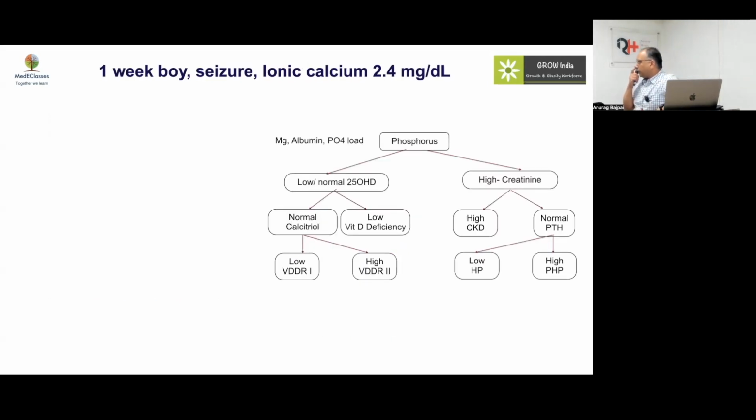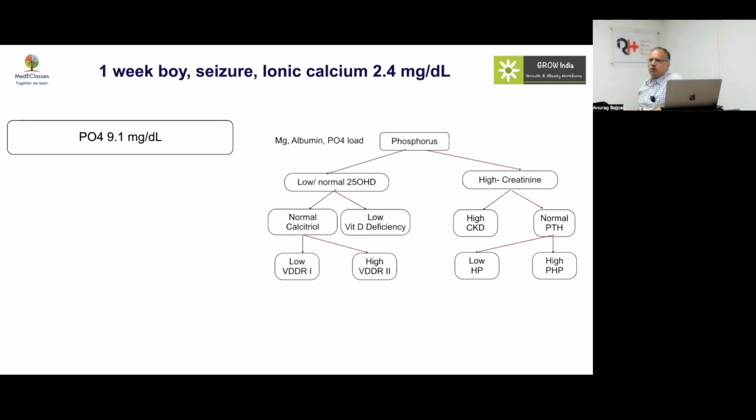So a 1-week-old boy with seizures, Dr. Dhwani, hypocalcemia and phosphorus is 9.1. So without going into anything else, what are you thinking of?